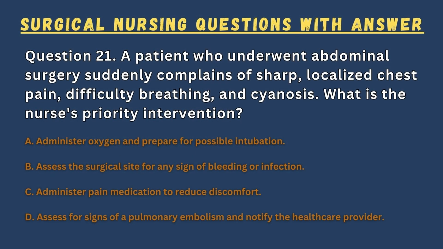Question 21. A patient who underwent abdominal surgery suddenly complains of sharp, localized chest pain, difficulty breathing, and cyanosis. What is the nurse's priority intervention? A. Administer oxygen and prepare for possible intubation. B. Assess the surgical site for any sign of bleeding or infection. C. Administer pain medication to reduce discomfort. D. Assess for signs of a pulmonary embolism and notify the healthcare provider.